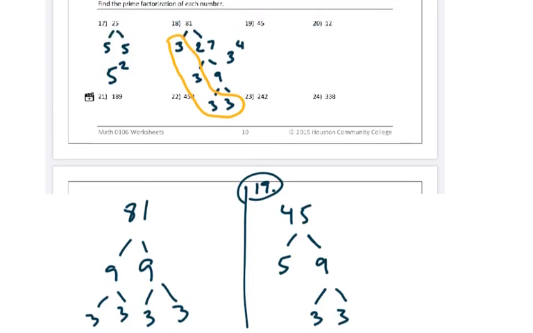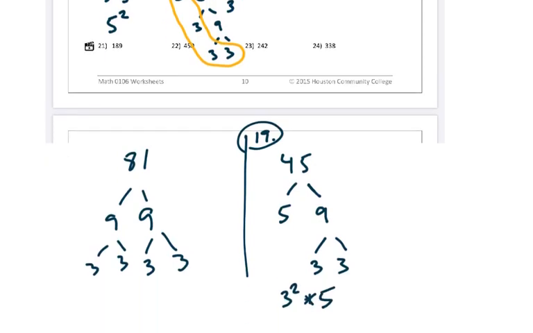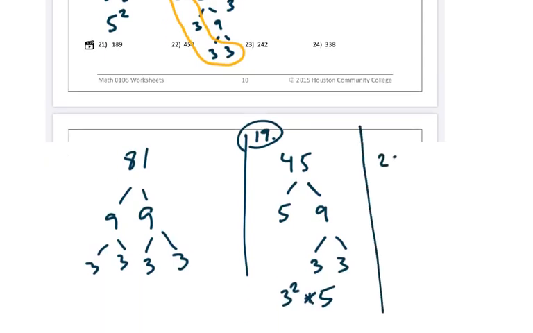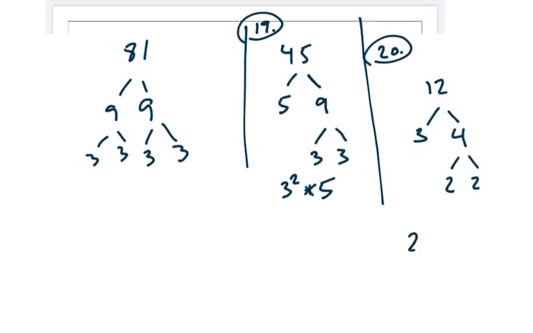Alright, next up we have 12. So 12 is divisible by 3. You could have chosen 2 as well. I was just thinking 3 times 4, and 4 is 2 and 2. So that breaks down to 2 squared times 3.